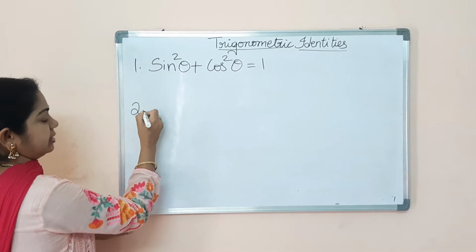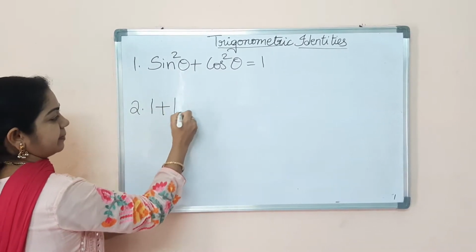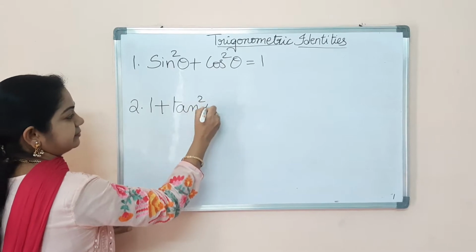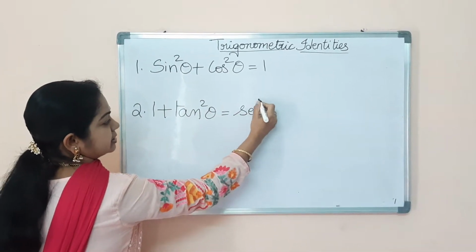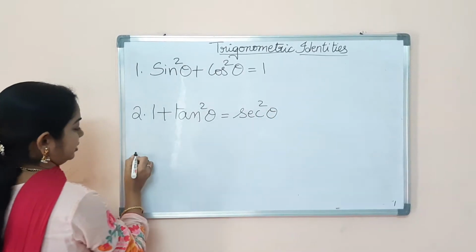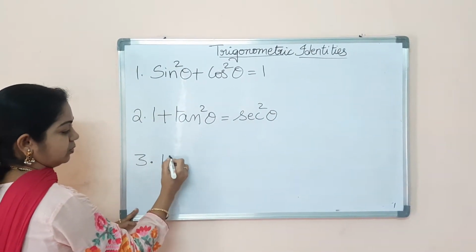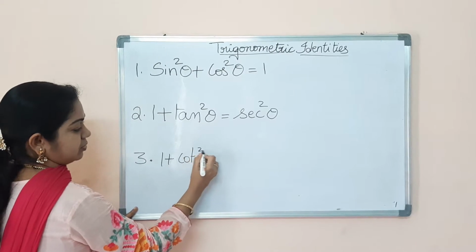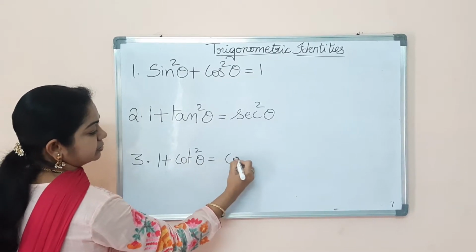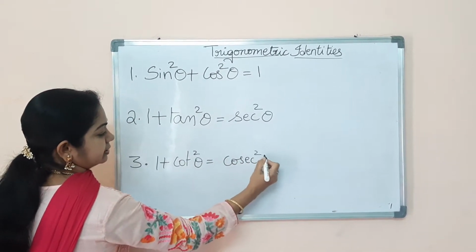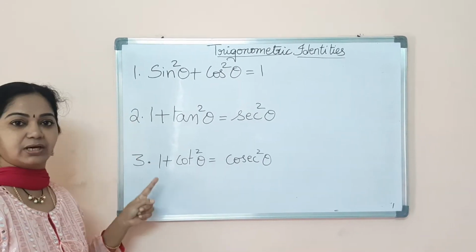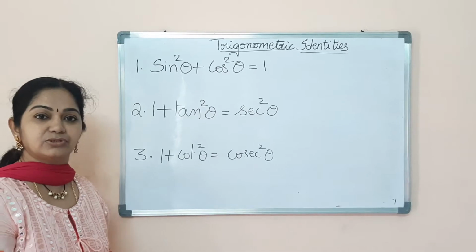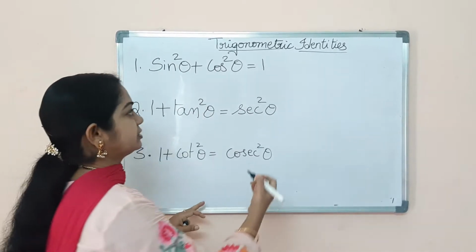The second one is 1 plus tan square theta equals secant square theta. The third one is 1 plus cot square theta equal to cosecant square theta. So these are the main identities which we use in trigonometry to solve the problems of trigonometry.